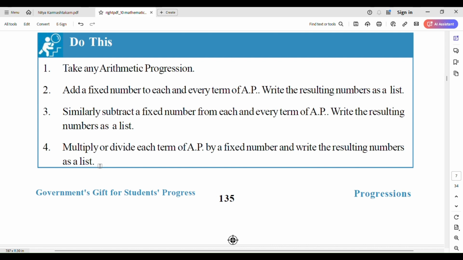So from this experiment, we understood that if you add, subtract, multiply or divide by a fixed number on each term of an AP, the resulting numbers are still in arithmetic progression.